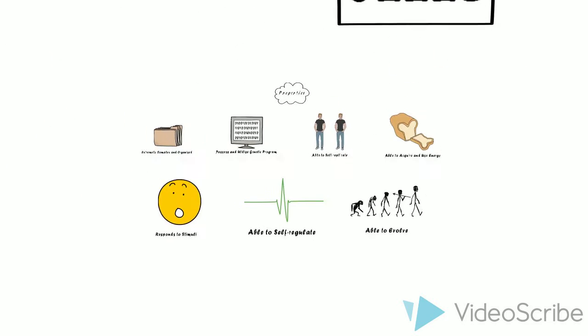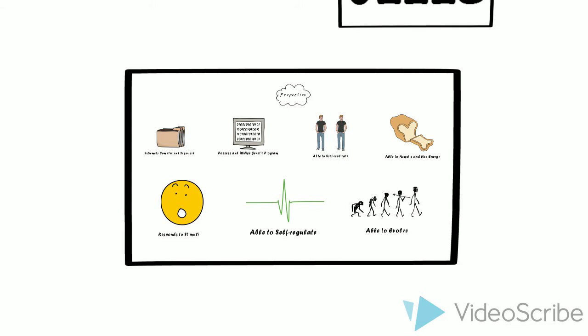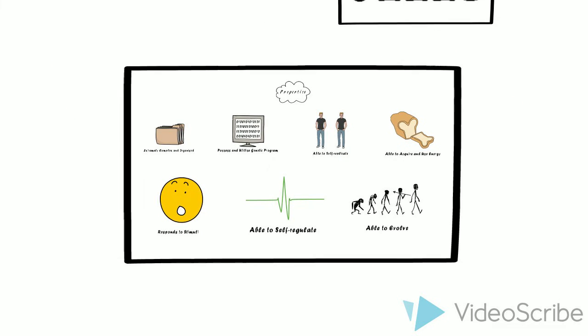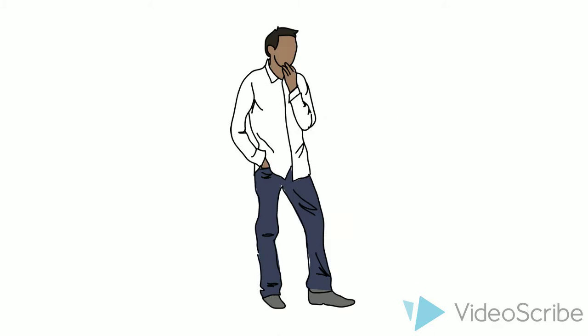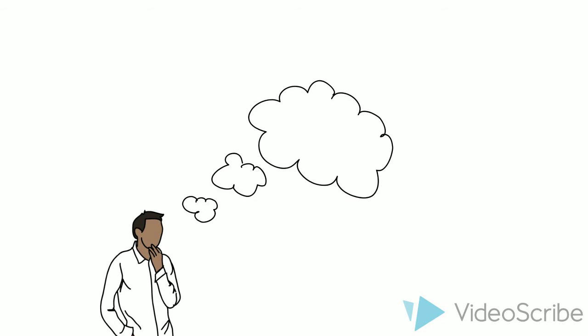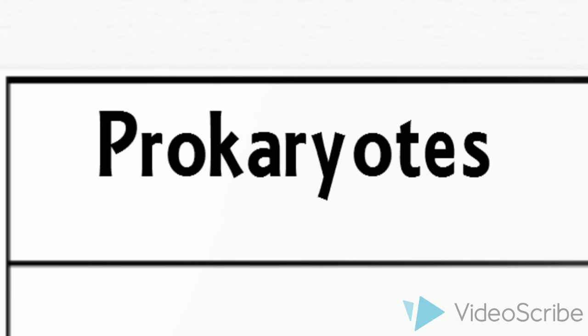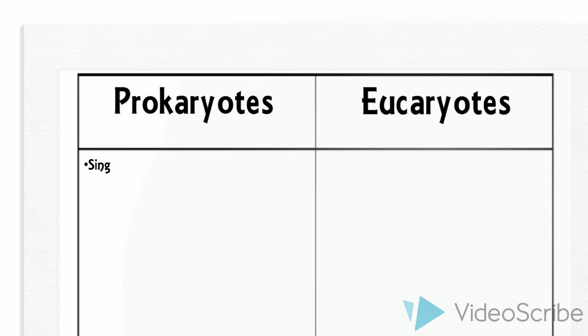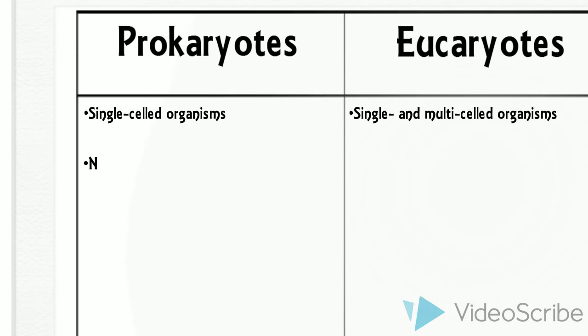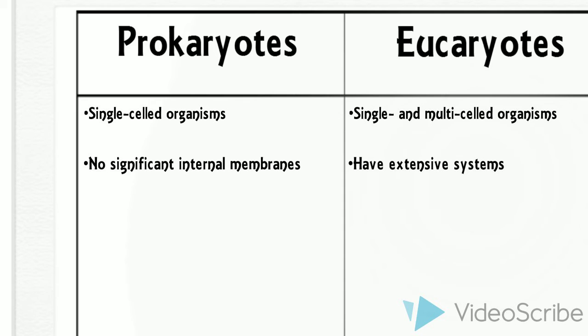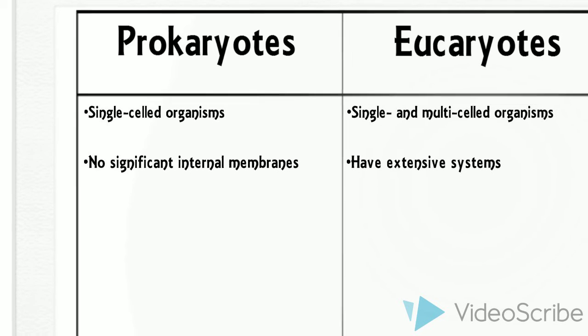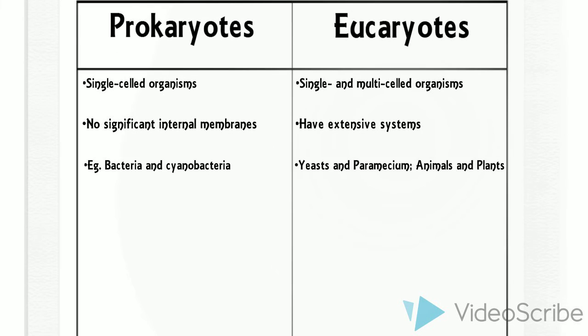Now, let's move on to find out the differences in the different cell types, prokaryotic and eukaryotic cells. There are 2 main differences between these 2 cells. Prokaryotic cells only consist of single-celled organisms, while multi-celled organisms can be found in eukaryotic cells. Prokaryotes have no significant internal membranes, while eukaryotes have extensive systems. Here are some examples.